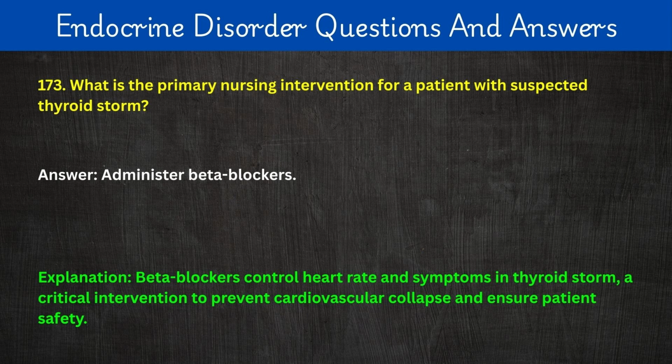173. What is the primary nursing intervention for a patient with suspected thyroid storm? Answer: administer beta blockers. Explanation: beta blockers control heart rate and symptoms in thyroid storm, a critical intervention to prevent cardiovascular collapse and ensure patient safety.